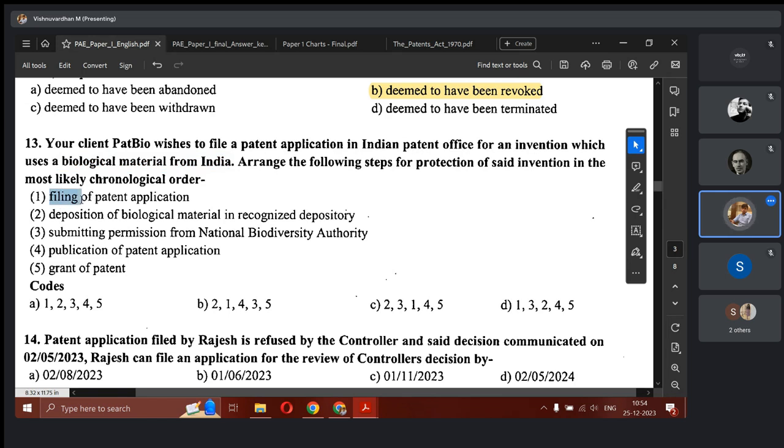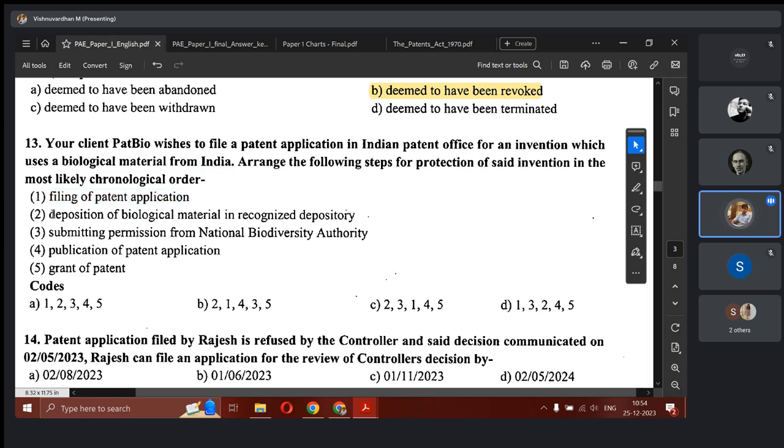So first option is filing of the patent application. You already know beforehand that the deposit has to happen with the application's filing or before it. So this is not the first option. At least one is not first. So you can already eliminate option A. Option A is gone.